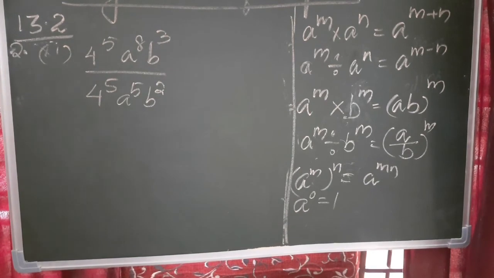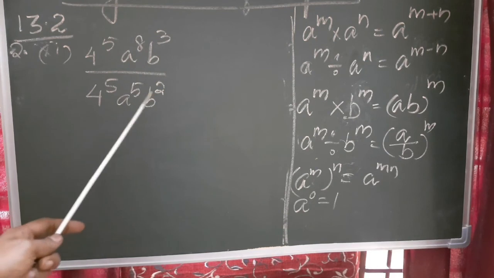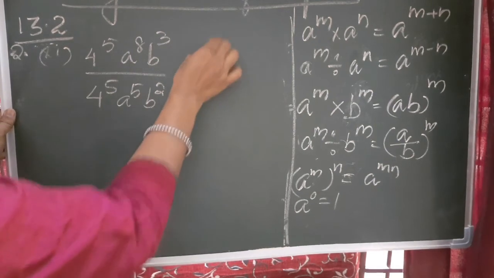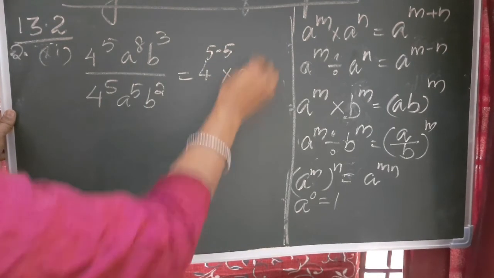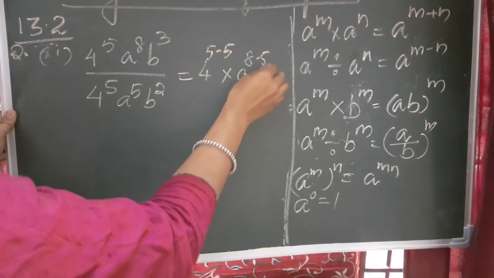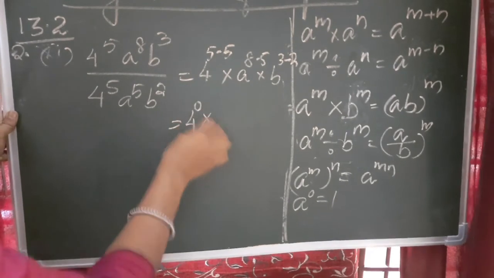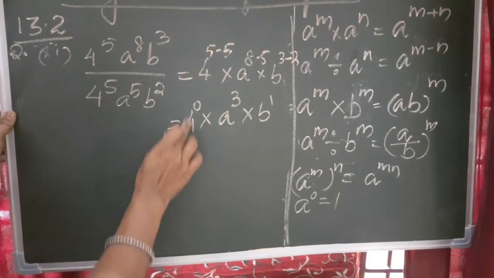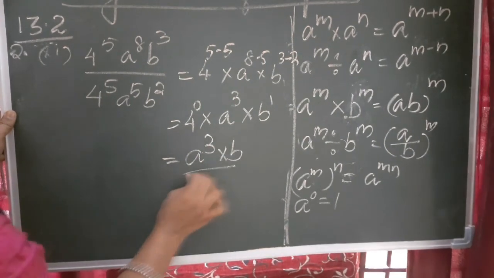Look at the 11th part. 4 raised to 5 into a raised to 8 into b raised to 3 by 4 raised to 5 into a raised to 5 into b raised to 2. So let's take division means it is subtraction of the powers. So 4 raised to 5 minus 5 into a raised to 8 minus 5 into b raised to 3 minus 2, which is equal to 4 raised to 0 into a raised to 3 into b raised to 1. 4 raised to 0 is 1. So here we get a raised to 3 into b.